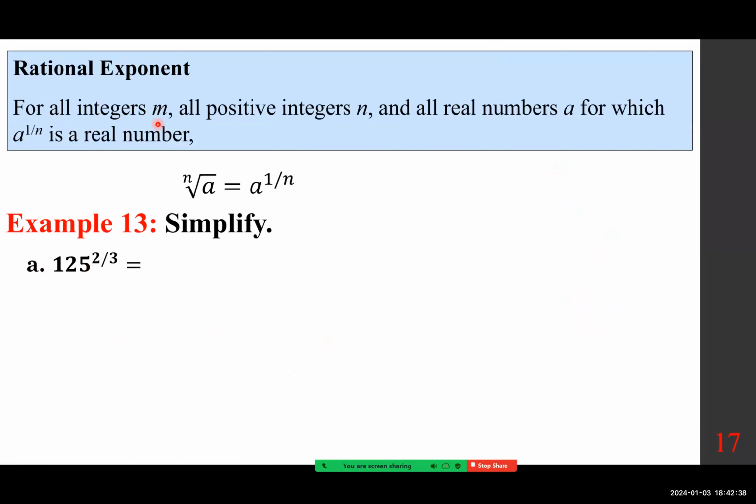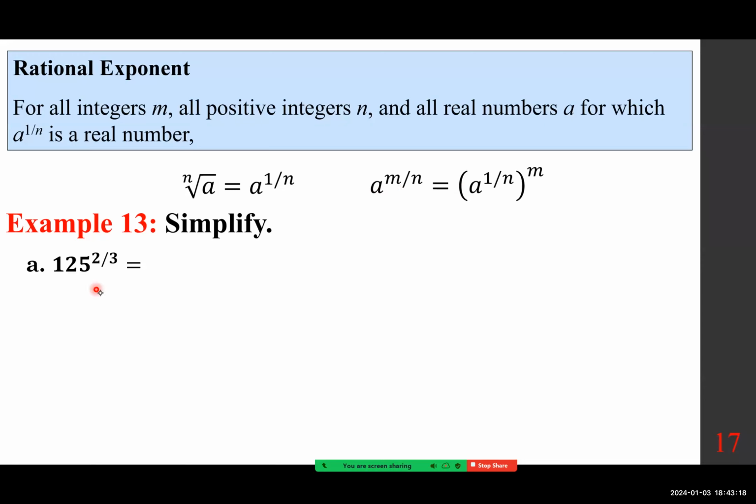Rational exponents for all integers m, all positive integers n, and all real numbers a, for which a to the power of 1 over n is a real number. The nth root of a is a to the power of 1 over n. So, we also have this because it's being raised to the power of it.